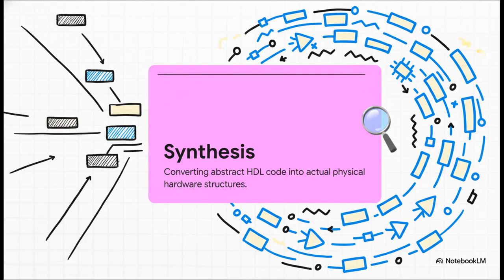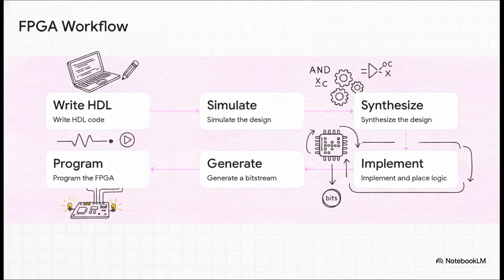Now, once your simulation runs flawlessly, we hit the magical step, synthesis. Synthesis is the process where specialized software tools look at your abstract HDL code and translate it into a massive, tangled web of actual logic gates and physical hardware structures. The tool decides exactly how to wire up the silicon to achieve those parallel behaviors you described in your text file. To really ground this practically, let's just quickly walk through the full life cycle of FPGA development.